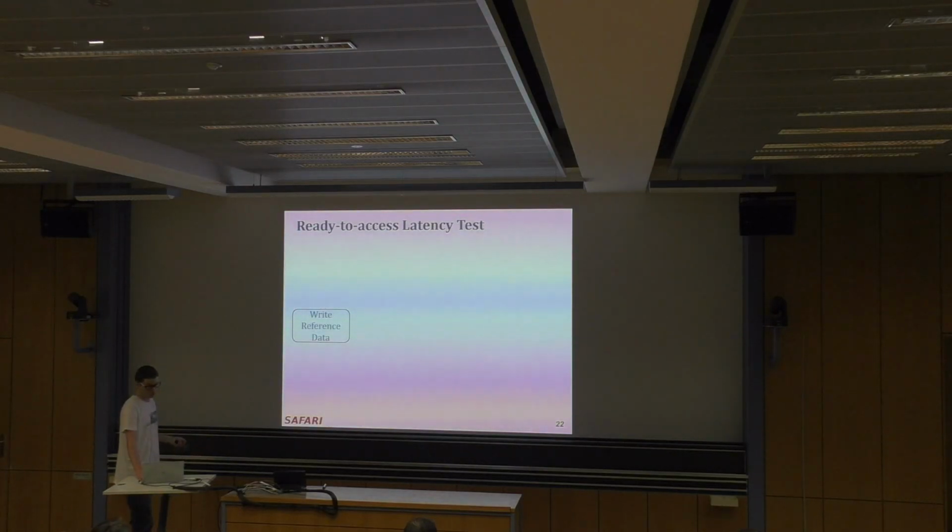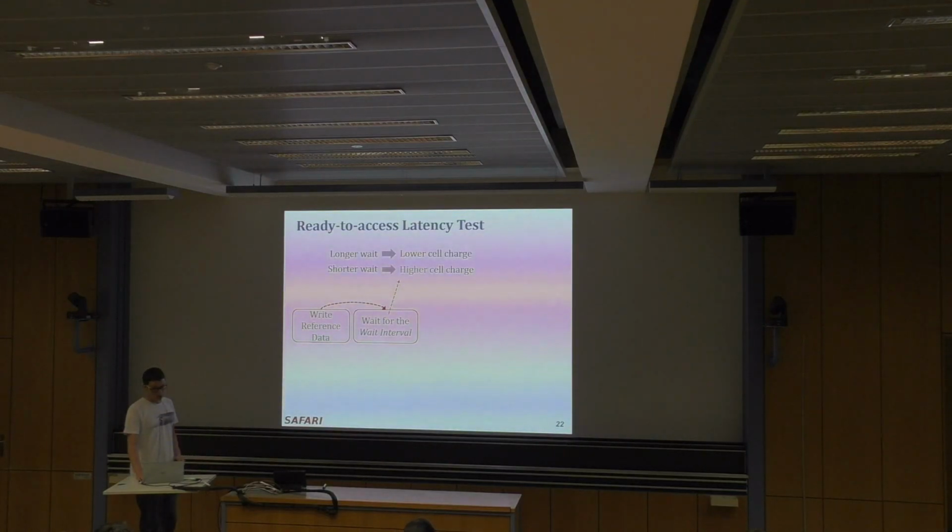So again, we write some reference data to a row or part of the row, and wait for some interval. So here, if you wait long, you will let the charge leak more. If you wait less, the cell will have more charge. And this is one of the major parameters that we sweep in this experiment. And then we read back.